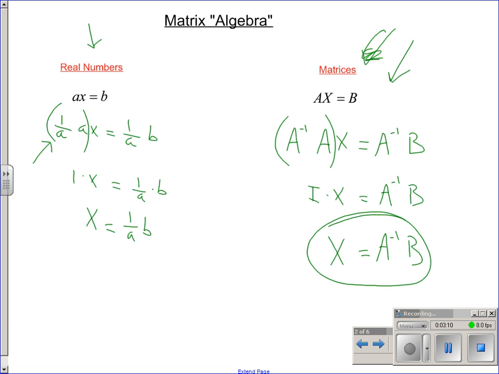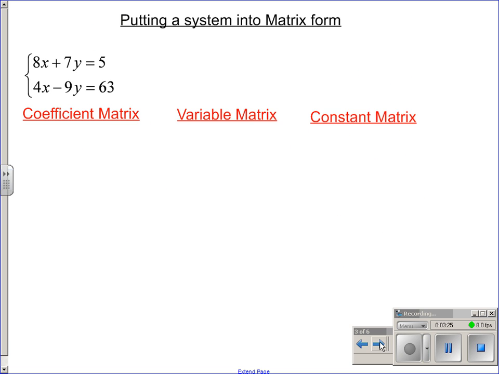This is the key part of your notes, that equation right there: X equals A inverse times B. And it's got to be in that order. You have to do A inverse first and then multiply it by B. So, what in the heck are A, X, and B?